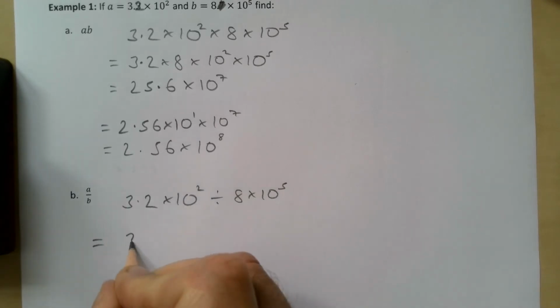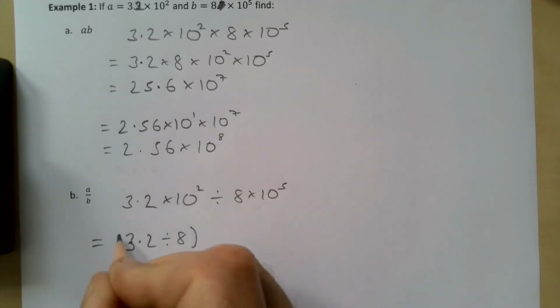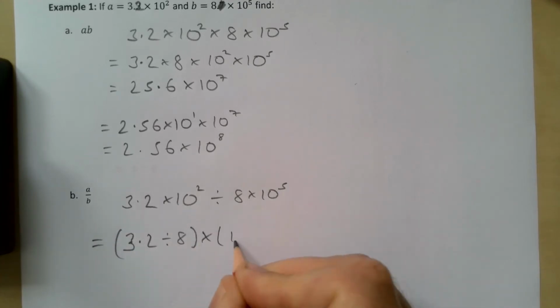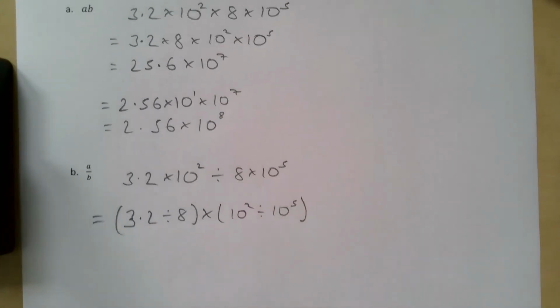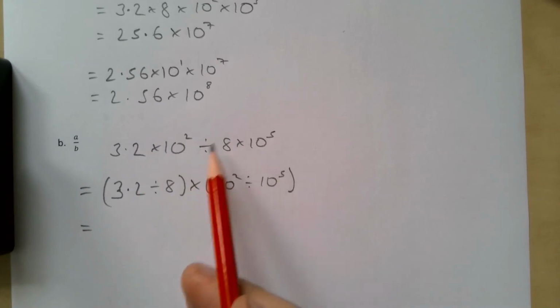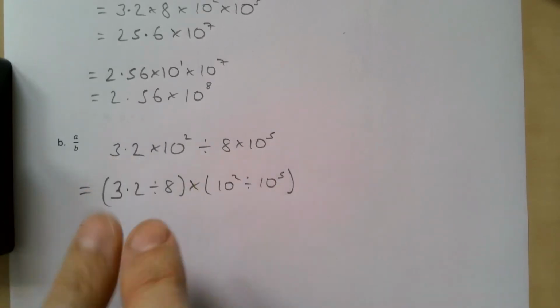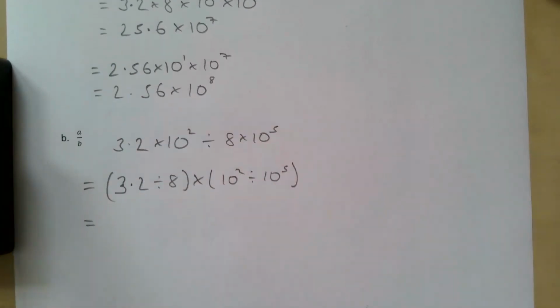The way we write that, this is 3.2 divided by 8 multiplied by 10 to the power of 2 divided by 10 to the power of 5. Again, you need to look at that and have a wee think about it, because it is quite tough. We're doing this divided by this. So we divide the number bits, that's here. We divide then the power of 10 bits, that's here.